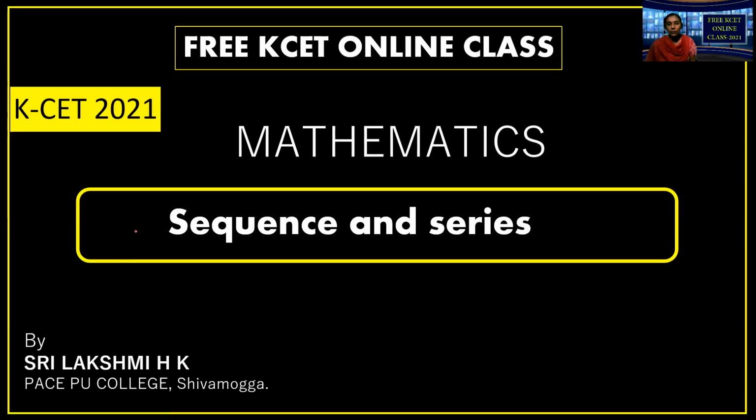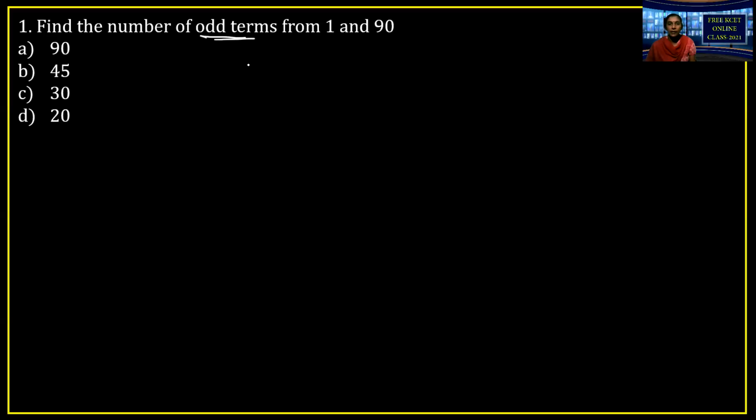So today's topic is sequence and series. So, which are the odd terms from 1 to 90? 1, 3, 5, 7, so on up to the last odd term, which is 89. Then I want to calculate how many terms there are. ಎಷ್ಟು number of terms ಇದೆ ಈ ಸೀಕ್ವೆನ್ಸ್ ಅಲ್ಲಿ, odd numbers ಎಷ್ಟಿದೆ ಕ್ಯಾಲ್ಕುಲೇಟ್ ಮಾಡಿ ಅಂತ ಹೇಳಿದೆ.